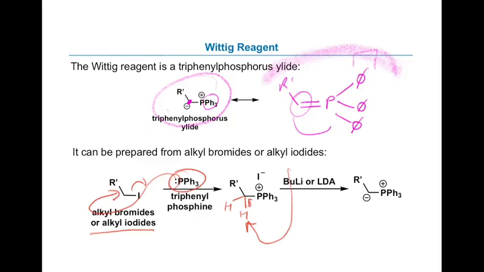So what that does is it leaves behind this negative charge. This is now my Wittig reagent. So every Wittig reagent is going to be formed by first a nucleophilic addition, then a deprotonation. You've got to use a base. And it's going to be a pretty strong base still.